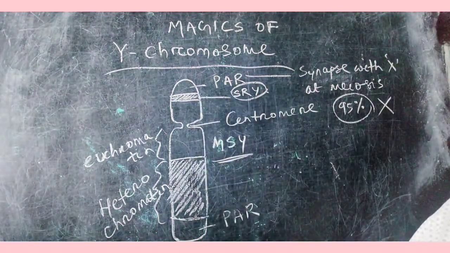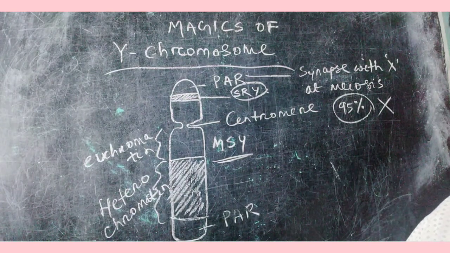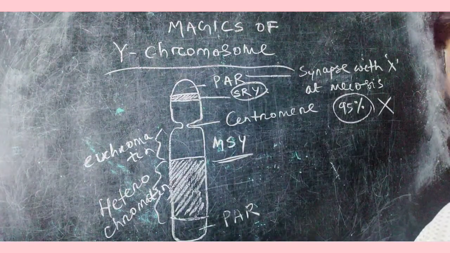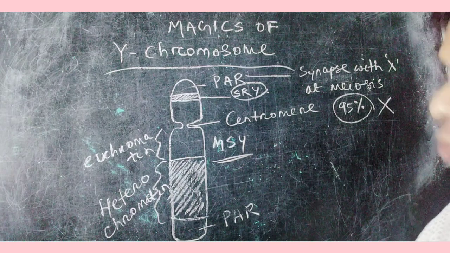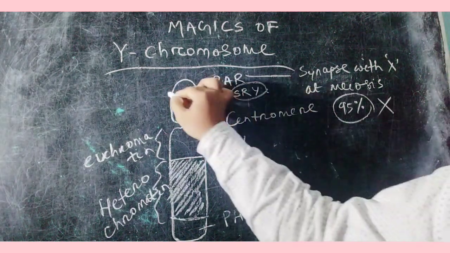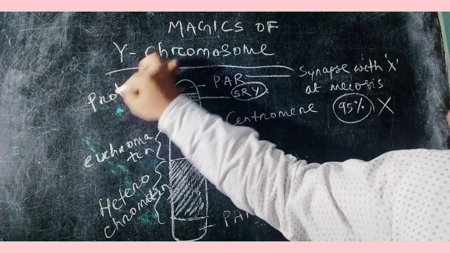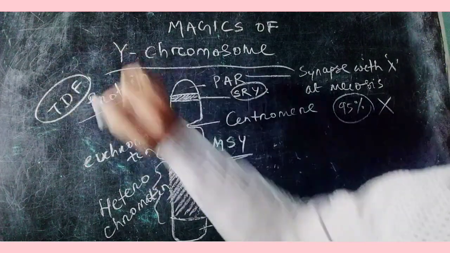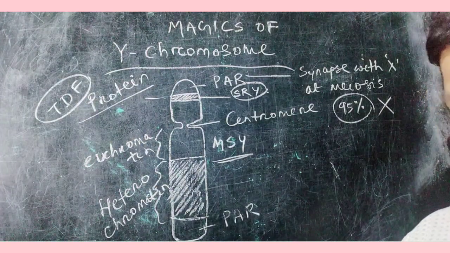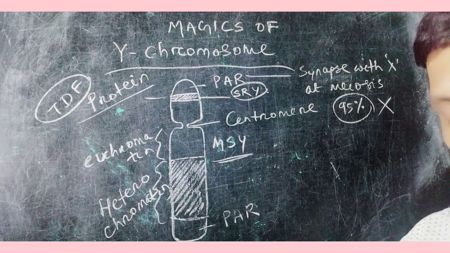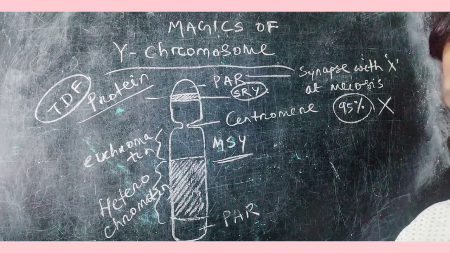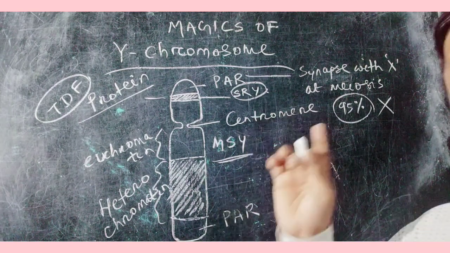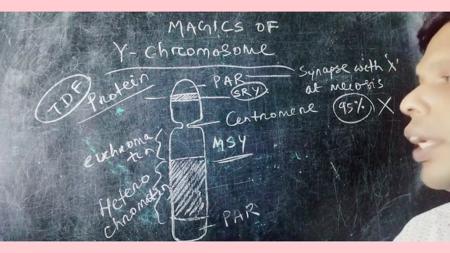Then what is the function of SRY? SRY is found near the pseudo-autosomal region. The SRY gene codes a protein. This protein is nothing but TDF, testis determining factor. What is its function? Testis determining factor helps in the formation of testis.